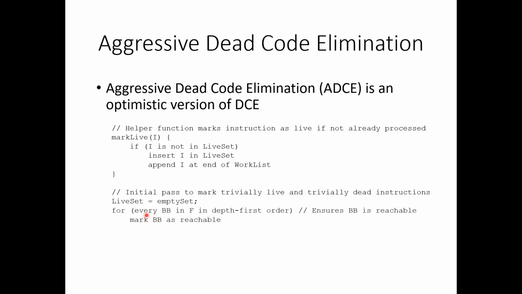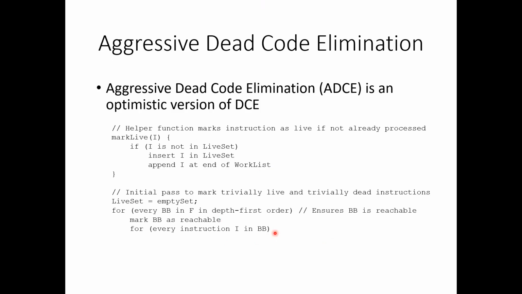I'm going to iterate through the basic blocks in depth first order. What that means is I will do a DFS from the entry block and mark every basic block that I reach as reachable. Sorry, not live, I'll mark it as reachable. That means any block that is not reachable from the entry block is going to be automatically assumed as dead. So I mark every basic block as reachable, and then when I find a reachable basic block, I'm going to iterate through every instruction in that basic block.